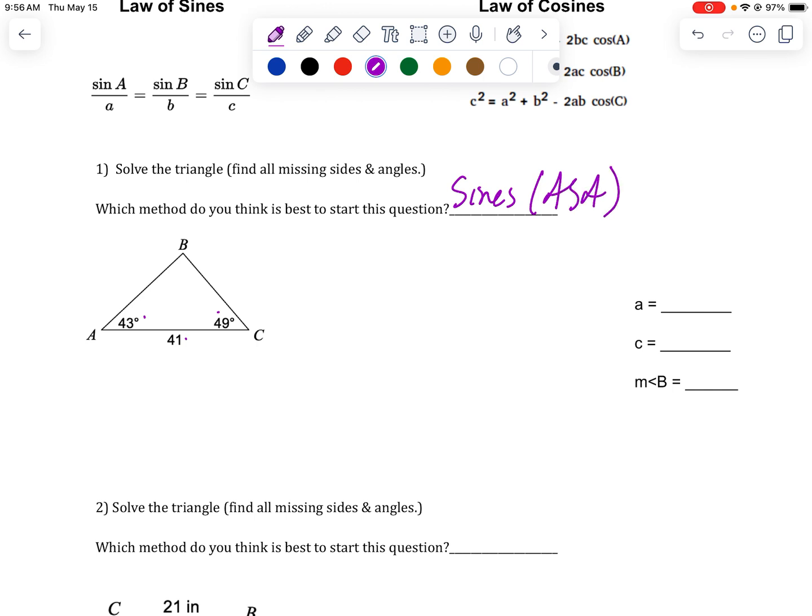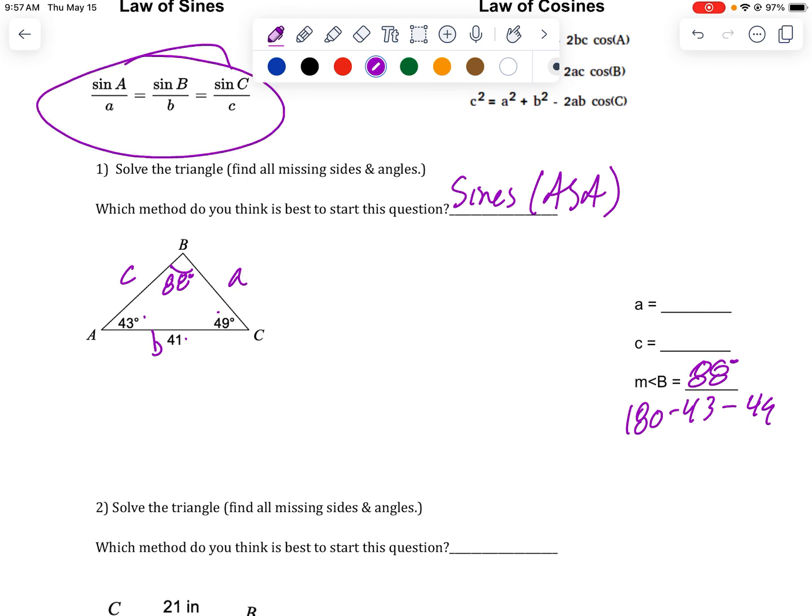Okay? I'm going to start off by finding, well, first of all, I need to know what angle B is. So I'm going to do 180 minus 43 minus 49 and get 88 for angle B, 88 degrees. Why did I do that? Well, because I have side B. All right, now if I want to find side A and side C, I need a pair, I need an angle and a side to go with it within my proportion up here.